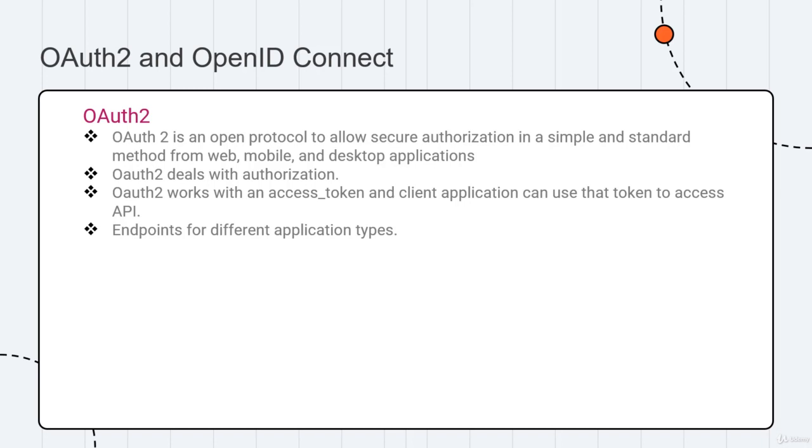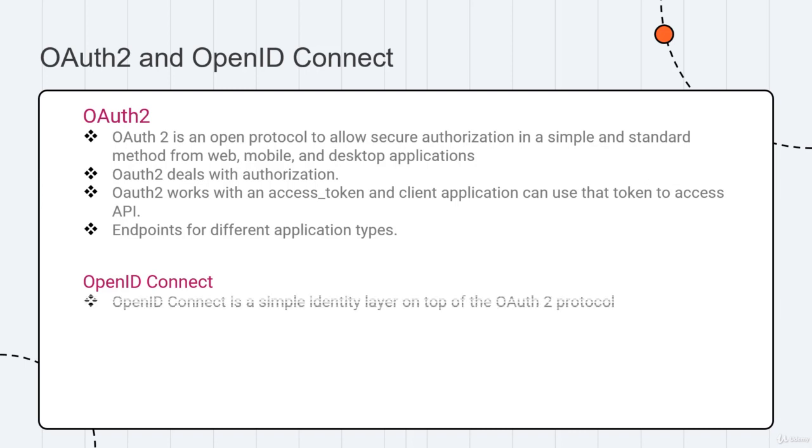They cannot be used to sign in to a client application, because if that is used for sign in, then it is authentication and not authorization. So with OAuth2, we are only halfway there. OpenID Connect is the last piece of the puzzle. OpenID Connect is a simple identity layer on top of the OAuth2 protocol.